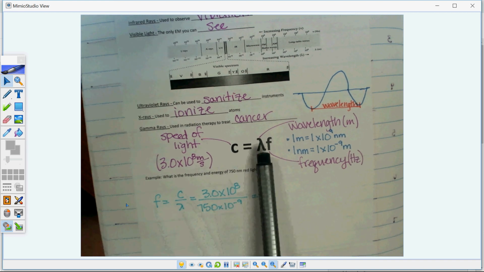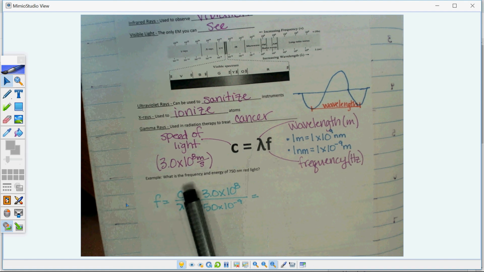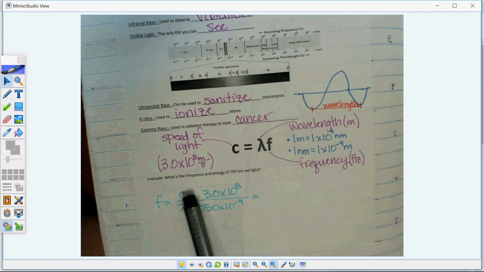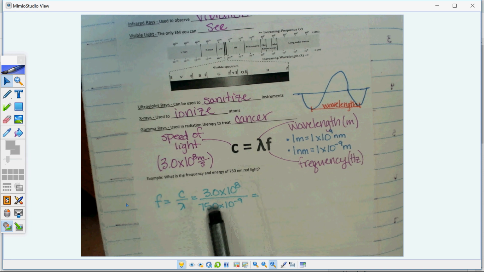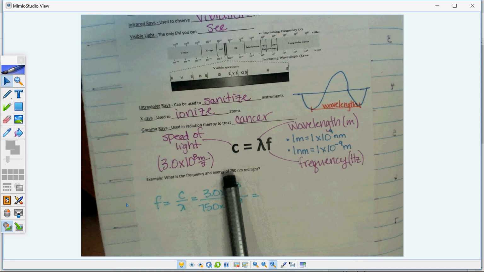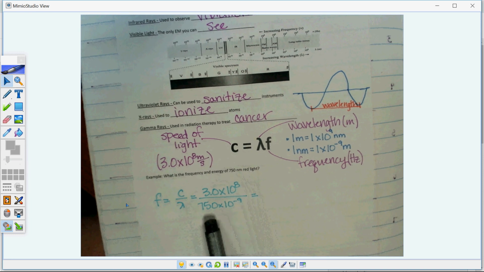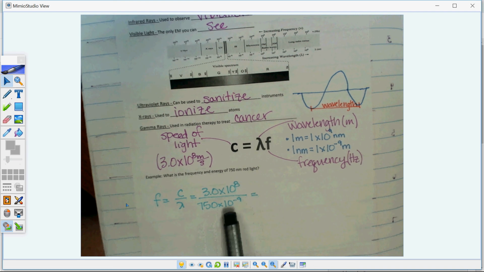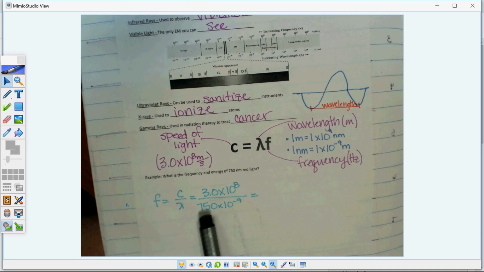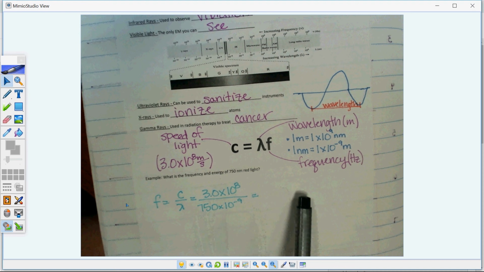If I rearrange this equation to solve for frequency, I get c over wavelength. So I plug c in. It's always 3 × 10⁸ over the wavelength, which was given to me as 750 nanometers. Since this has to be in meters, it's really easy. All you have to do is put a times 10⁻⁹ at the end to go from nanometers to meters. And then you just divide to get your answer.